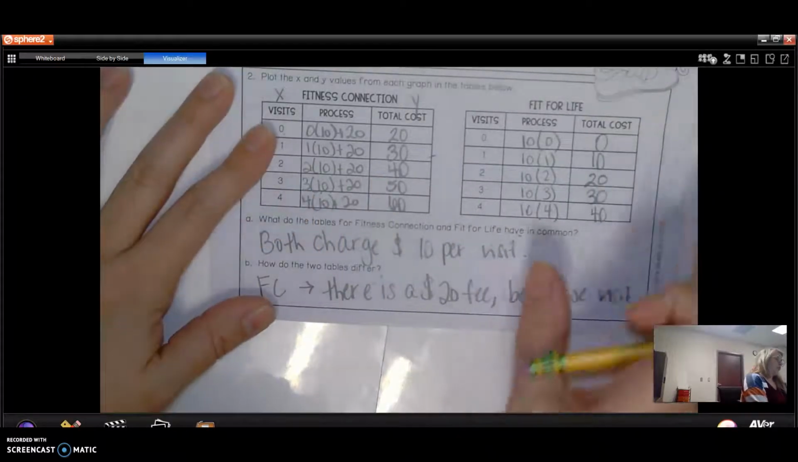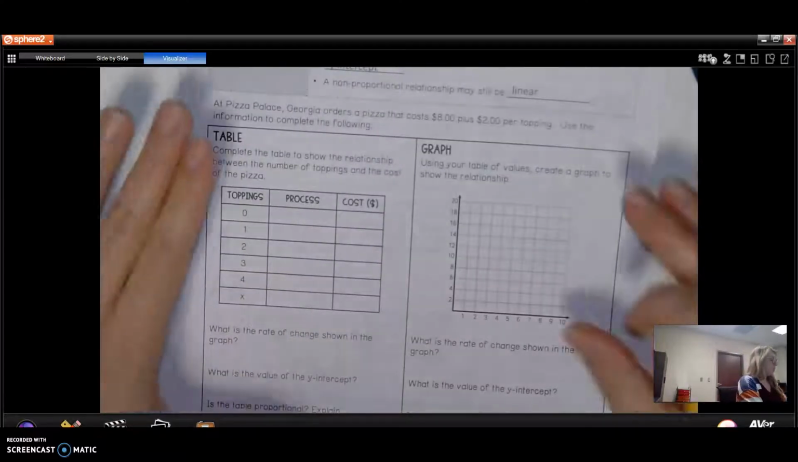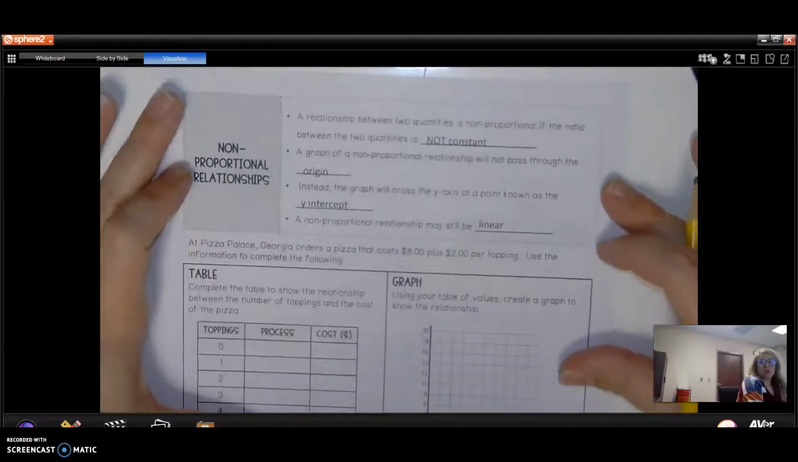Okay? So remember, guys, if any time Mrs. Brown goes too fast, you're more than welcome to pause and we can go back. Okay? Non-proportional relationships.